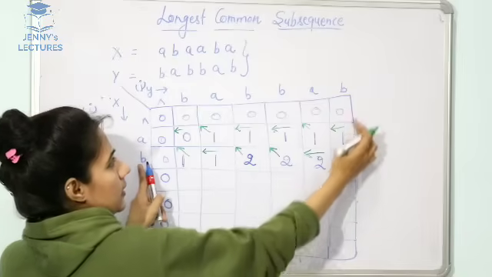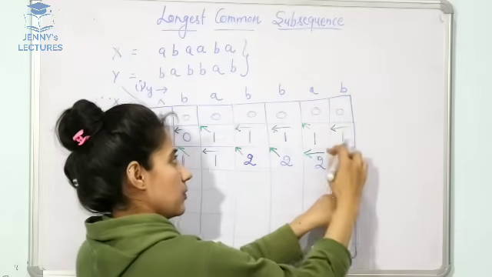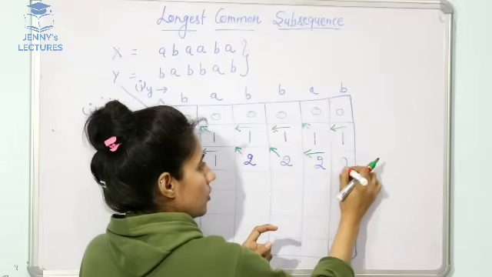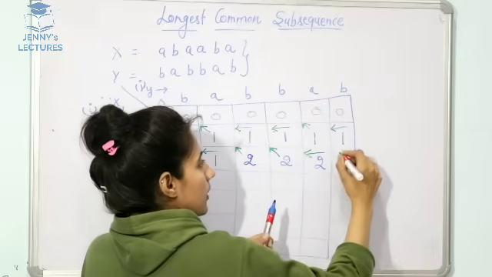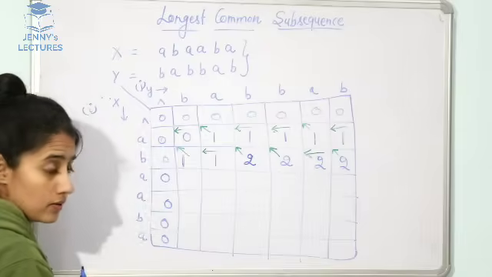Here B and B both are same. In case same, then 1 plus this diagonal value is what? 1. You have to add 1 to it. 1 plus 1 is what? 2, and the arrow would be like this. You have taken the diagonal value.